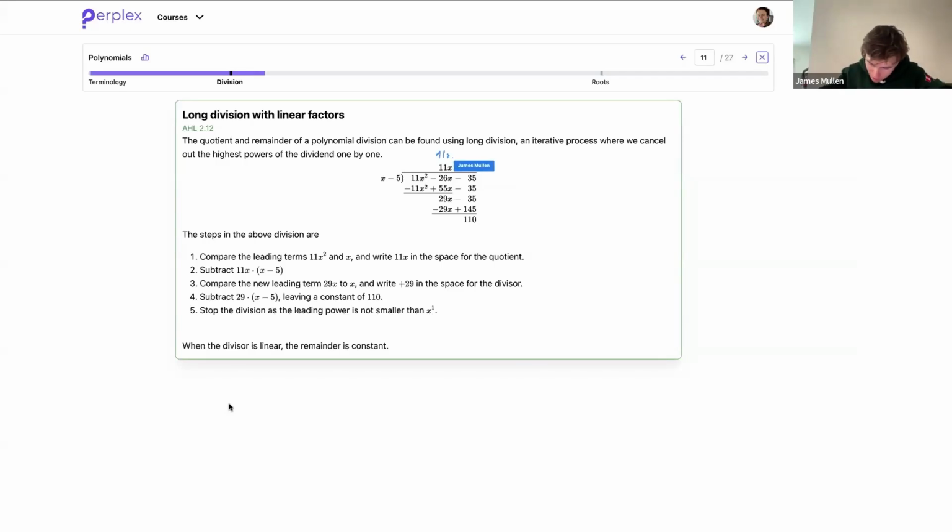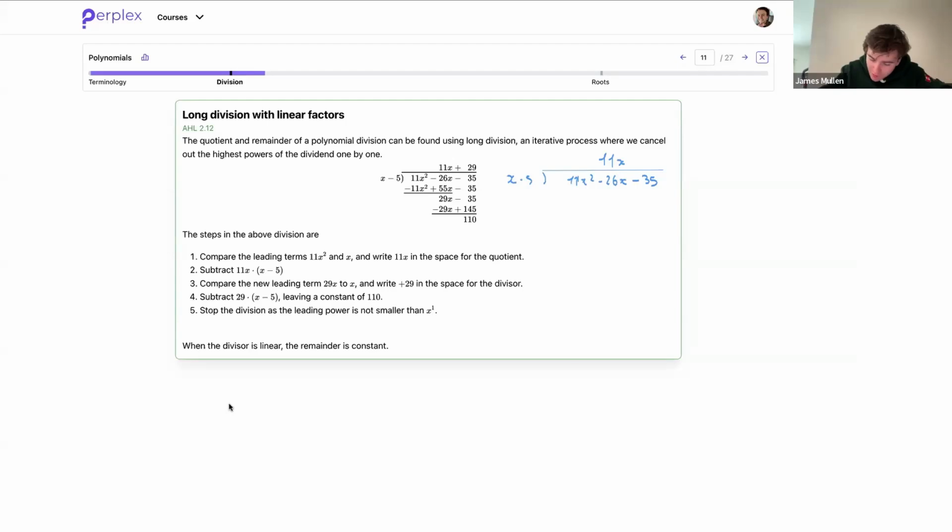And it might be useful actually if I write this separately on the right so you can see all of the steps. Okay, so I have this over here, and I'm going to do something like this, x minus 5, and then 11x squared minus 26x minus 35. First thing I notice is the 11x squared compared to the x minus 5. That means I can fit x minus 5 into 11x squared 11x times.